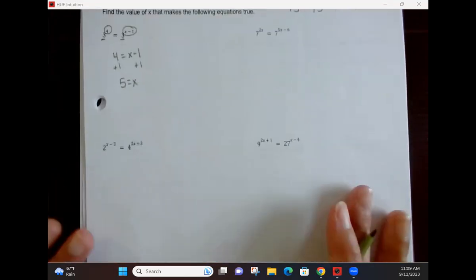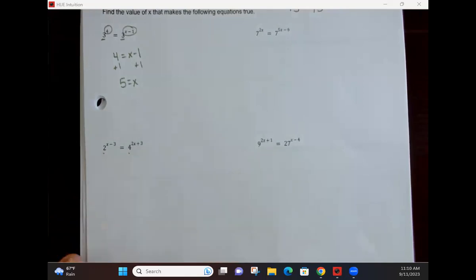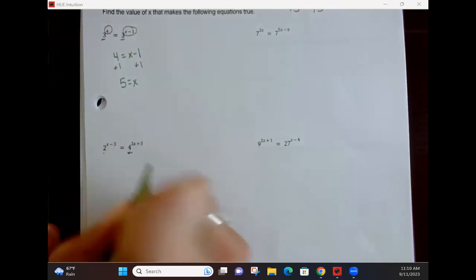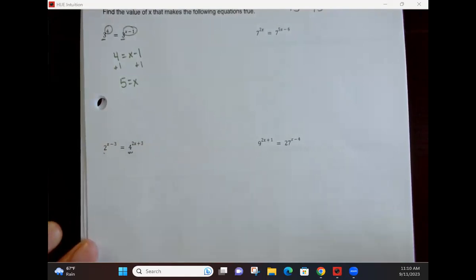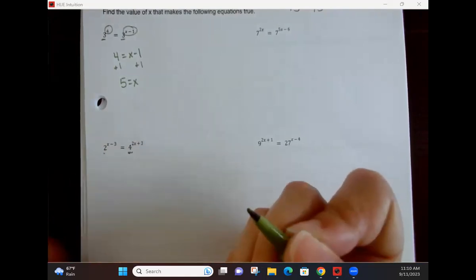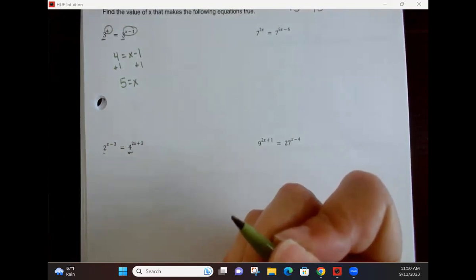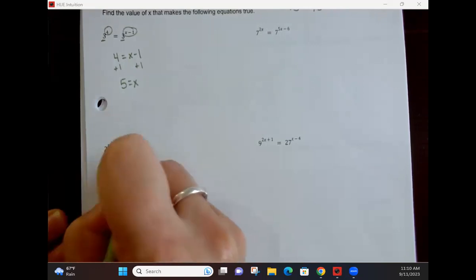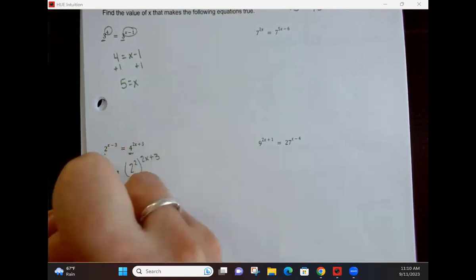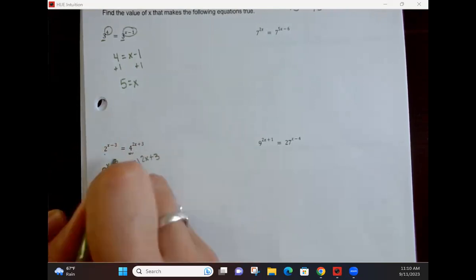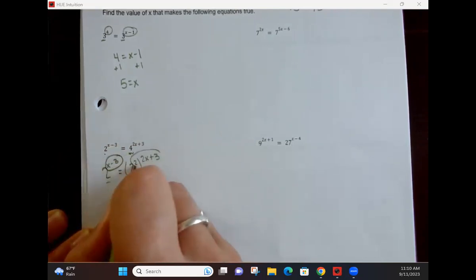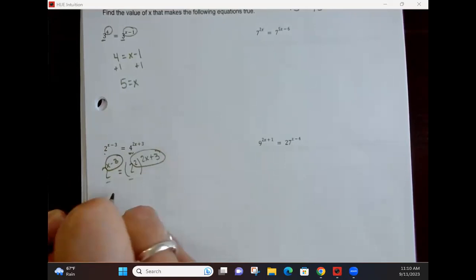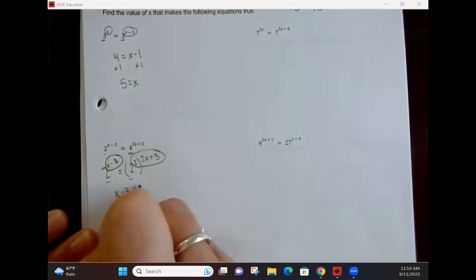Now, this gets a little stickier when our bases are not the same. But we can rewrite 4 so that it has the same base too. Because what did we say a minute ago? 4 is 2 to the what power? 2 to the second. Thank you. So this, I could actually write as 2 to the second power. And now that the bases are the same, I can basically ignore the bases and focus in on those exponents. If the bases are the same, the exponents have to be equal.